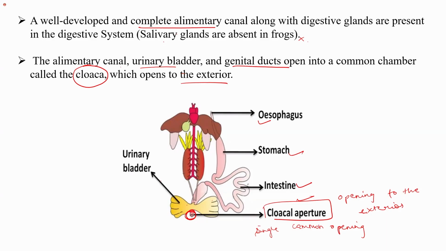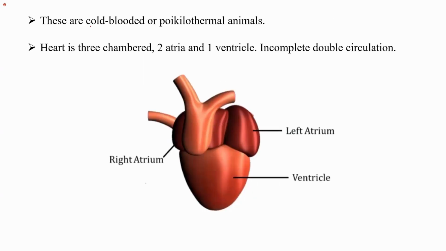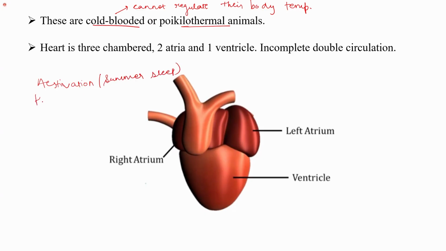These are cold-blooded animals. That is, they have to change their environment, as I mentioned, that they can undergo estivation, which is the summer sleep, in order to avoid the extreme summer heat, or they may undergo hibernation in order to escape the cold winter. So this is the winter sleep.